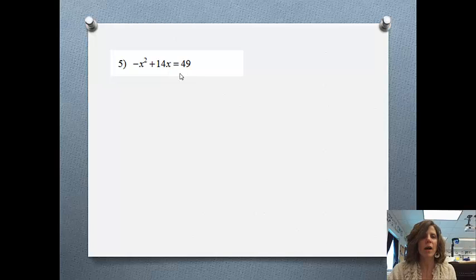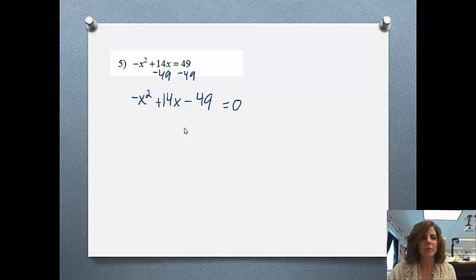All right, I would suggest pausing the video at this point in time, and you can see how you do on this one. First thing, it doesn't say equals 49, so we are going to subtract 49 from both sides before we start. So I'm going to get negative x squared plus 14x minus 49 equals 0. And again, we can't combine those because one has an x and one doesn't.